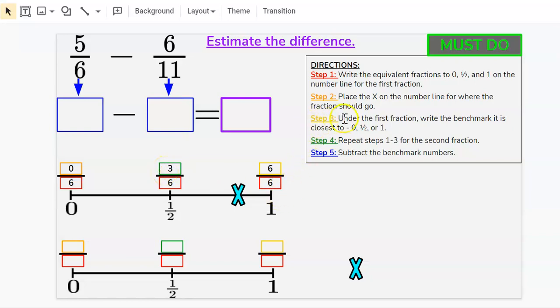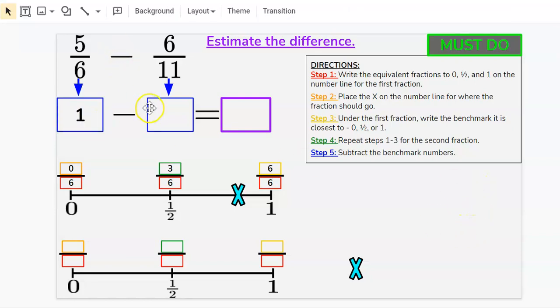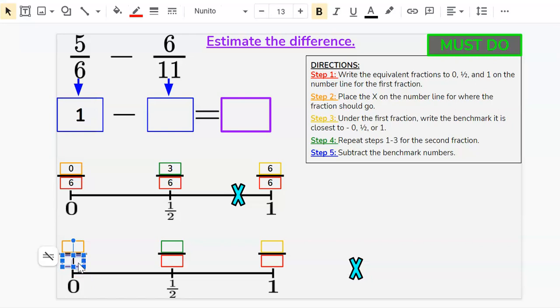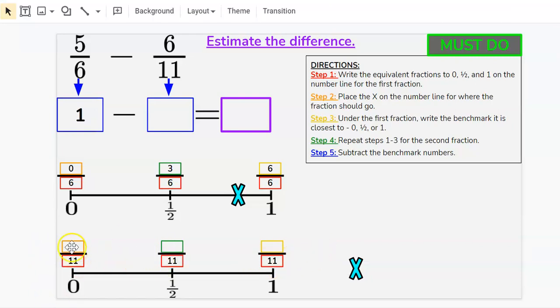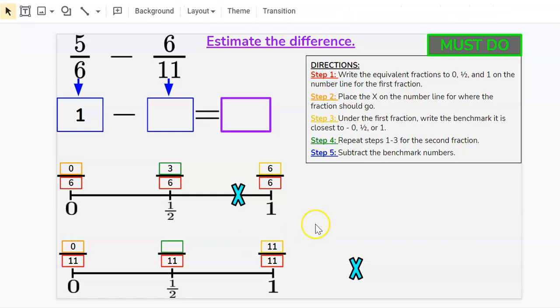So when it gets to step 3, where it says under the first fraction, write the benchmark it is closest to, I know it's closest to 1. So I'm going to put a 1 there. Then I repeat steps 1 through 3 for the second fraction. So again, I can see my denominator is 11. 0 is going to be the same as having 0 pieces out of 11. 1 means I have every single piece. So if I cut it into 11, that means I have all 11 pieces.